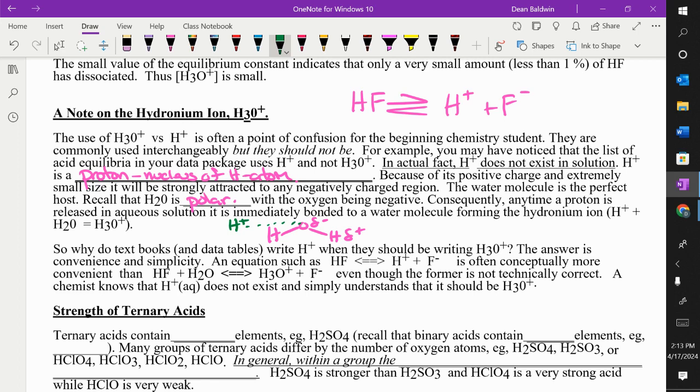Okay. So you never really see protons just floating around, but the equation is often written that way. A lot of textbooks, and your data package, do this too. So why do they do that? Because it's easier. That's basically the only reason. You just have to understand that this H plus is actually H3O plus in reality in an aqueous solution. Okay.